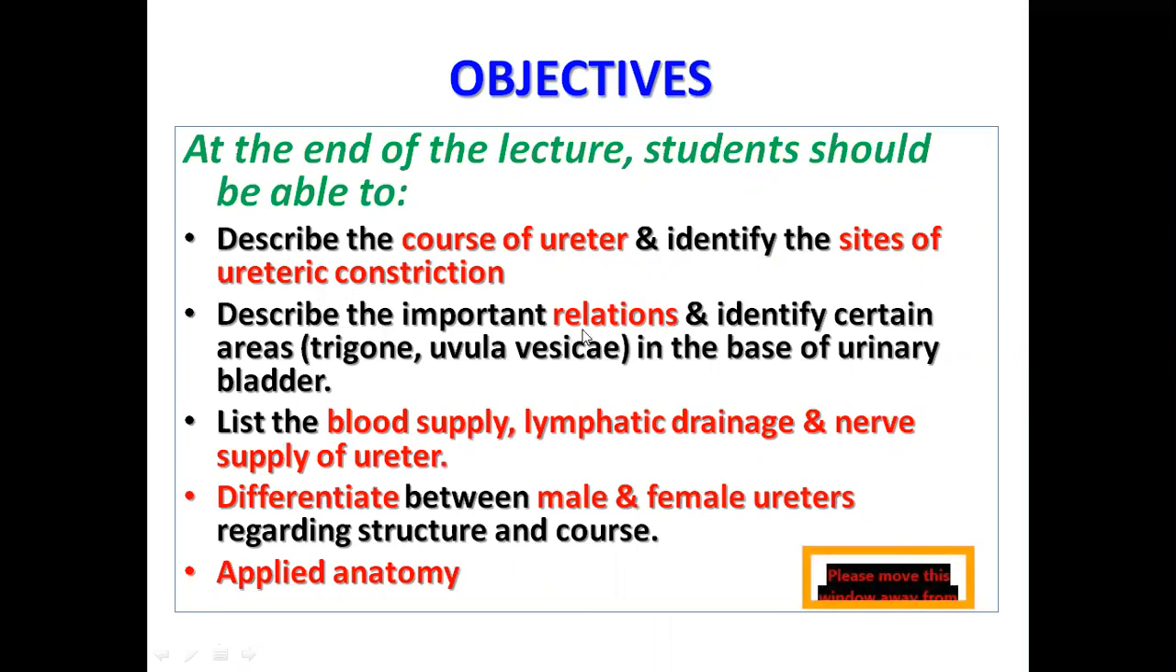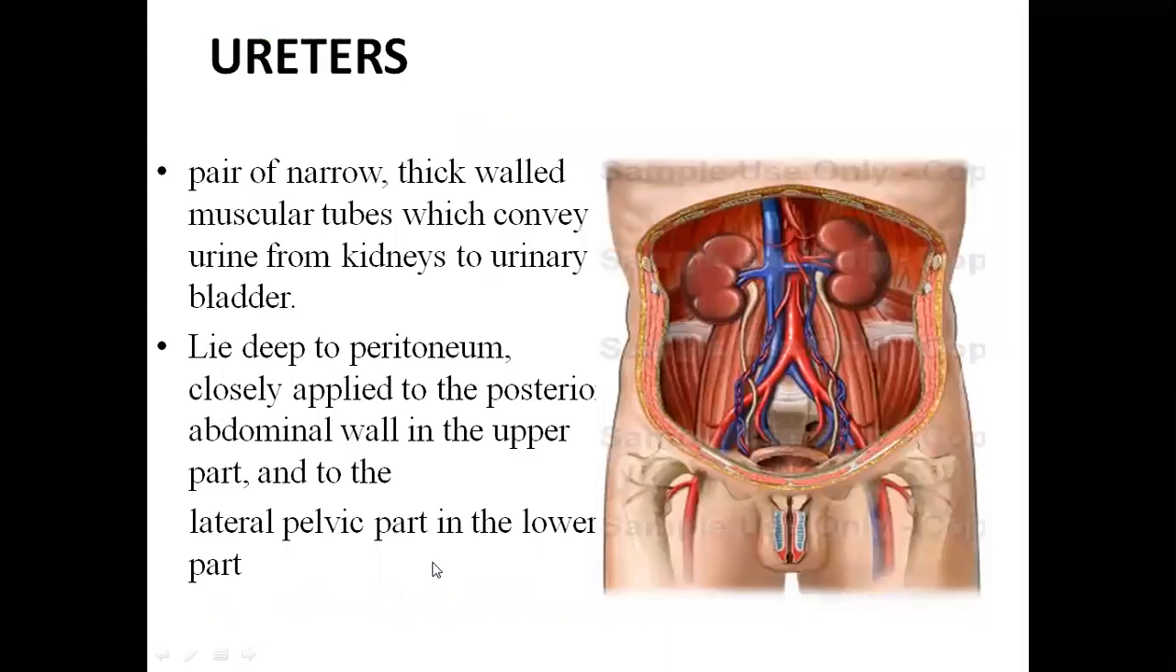We will see the important relations and identify certain areas like the trigone and uvula vesicae, which are situated at the base of the urinary bladder. We will try to study the blood supply, lymphatic drainage, nerve supply, and differentiate between the male and female ureters, concluding with applied anatomy.